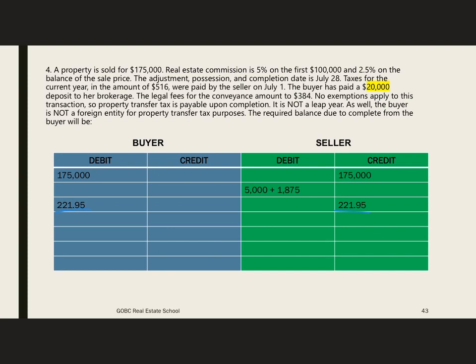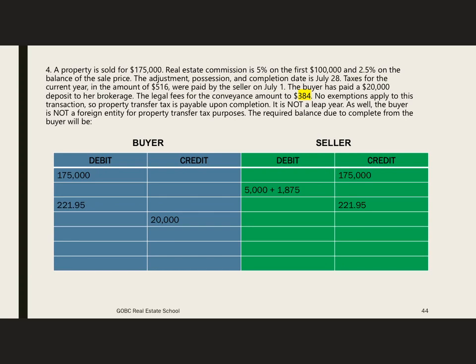The next thing it says is the buyer has paid a $20,000 deposit to the brokerage, so that has nothing to do with the seller. So we want to credit that to the buyer and it wouldn't appear on the seller's statement. So remember, deposits and mortgage monies are always a credit for the buyer. It's really, really easy to remember that.